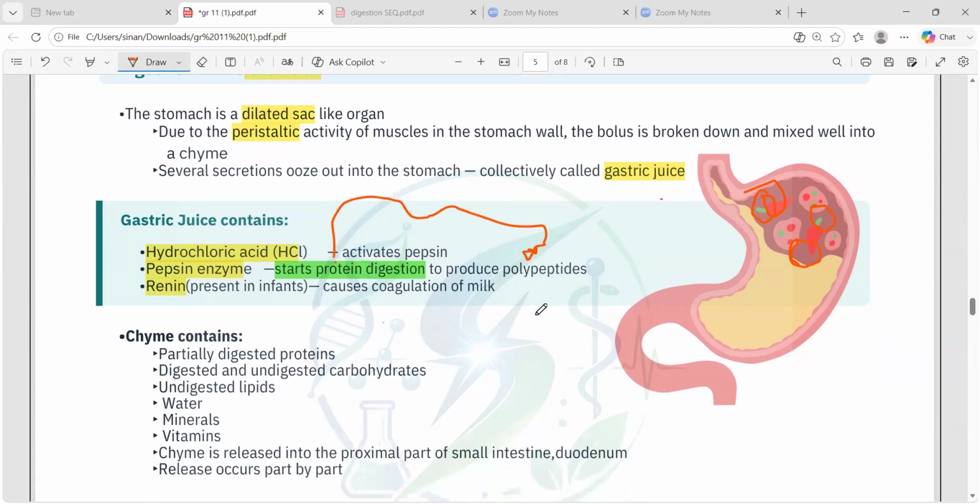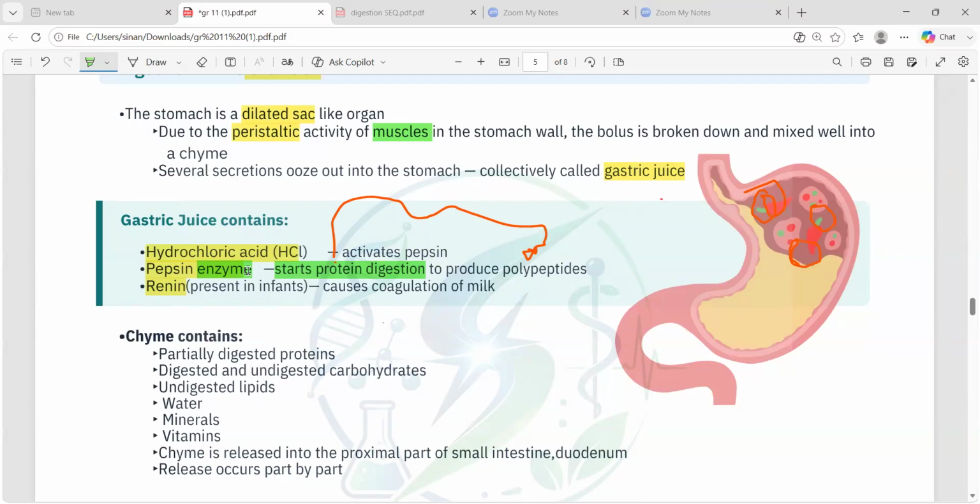So now we have the chyme, right? So in the stomach, both mechanical and chemical digestion takes place. Because see here, the peristaltic activities occur due to the muscles in the stomach. And now, due to the enzymes, the proteins are getting converted into polypeptides. So here also, both mechanical and chemical digestion takes place.